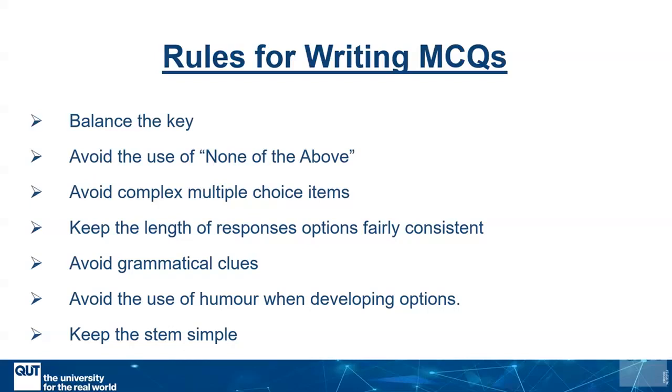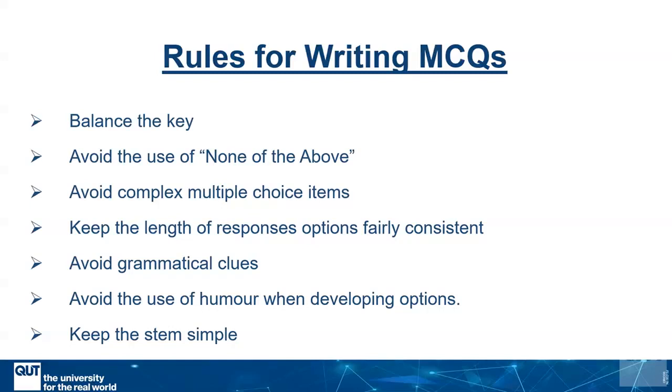All right, so some of the rules to writing multiple choice questions is really to balance the key. So this refers to where you place the correct answer. You should vary. You shouldn't always have them as C or D. So if you're writing a collection of them, make sure you balance that. As I said before, try and avoid the use of none of the above because they're less reliable type of questions. Avoid complex multiple choice. So you should not have complex responses that combine many smaller items.